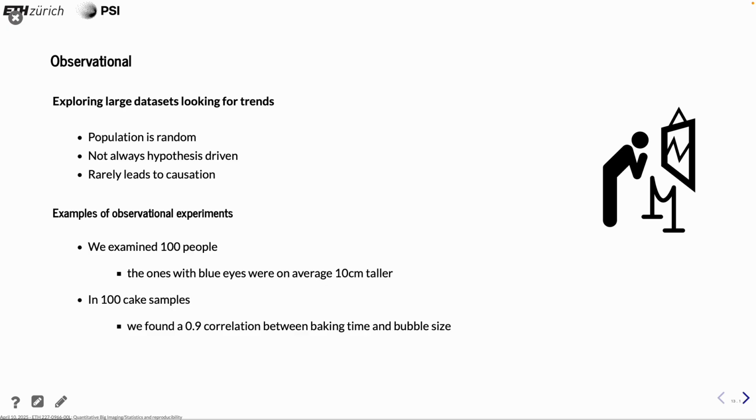So for example, we can do an observation. We examine 100 people and see that the ones with blue eyes are 10 centimeters taller, including me. That is just an observation that we can see from the data we have. Or 100 cakes were baked, and we see a 0.9 correlation between the baking time and the bubble size. It's just an observation, but you haven't done anything more than just baking cakes without any control.